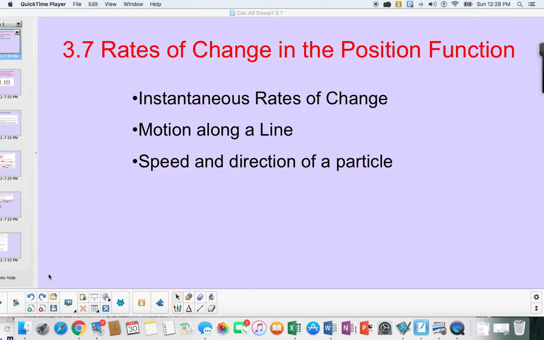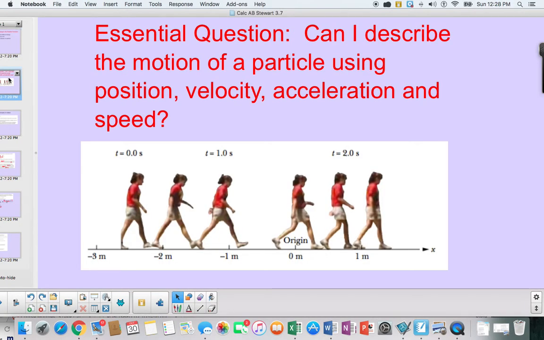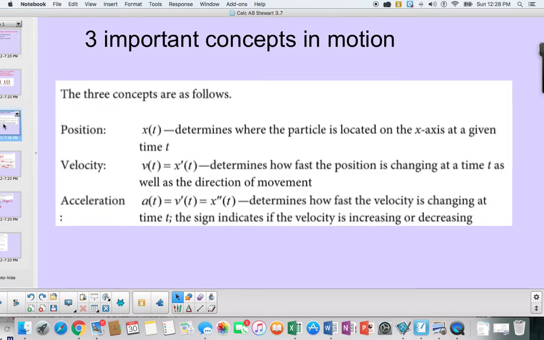3.7 Rates of change in the position function. Essential question: can I describe the motion of a particle using position, velocity, acceleration, and speed? The three important concepts of motion.